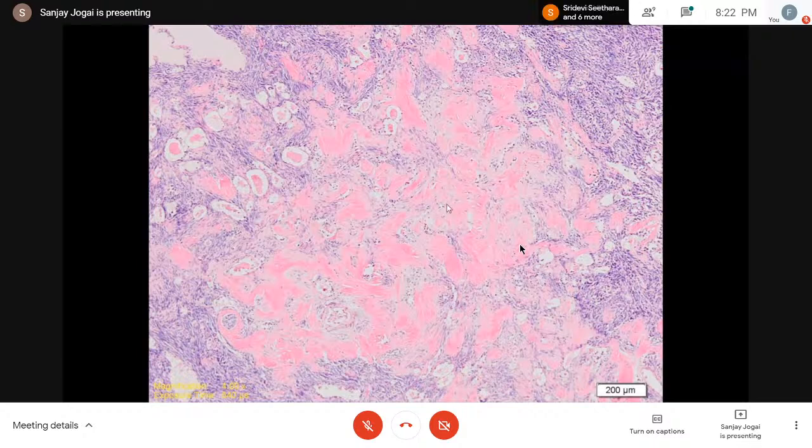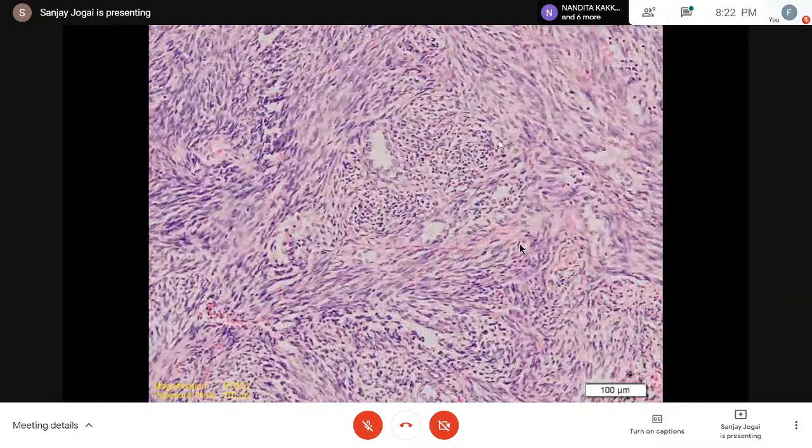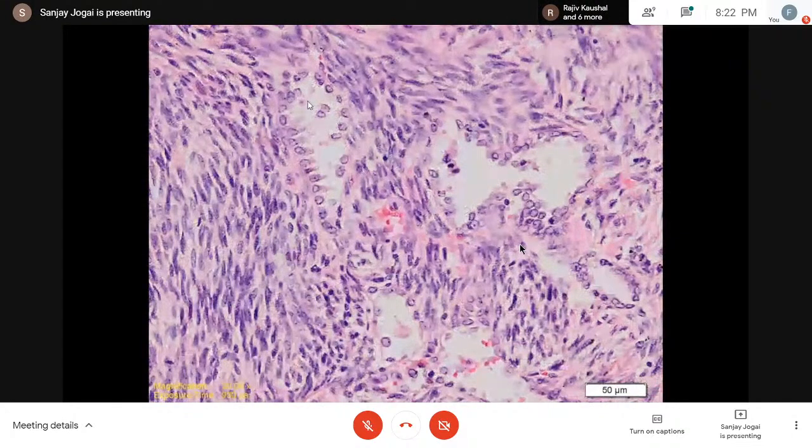Very keloidal type collagen, almost osteoid-like, but definitely not osteoid. And you have these spindly cells intersecting, moderate amount of cytoplasm, intersecting whorls, and then you have occasional sort of epithelial areas as well. Look at that. So we'll come to what it is, and there are occasional mitotic figures.